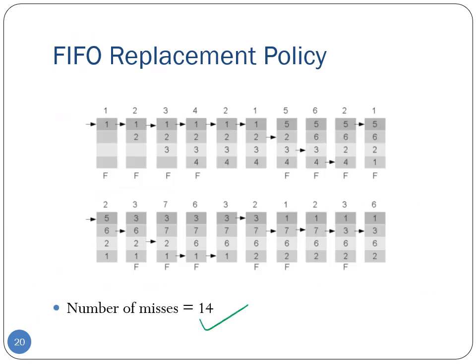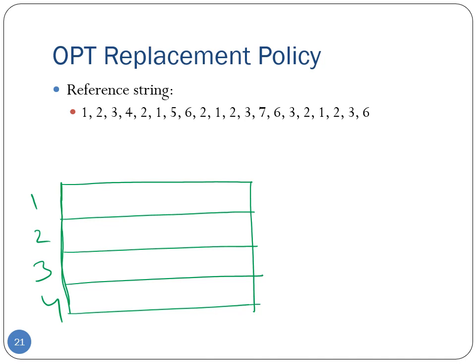The answer is also summarized here. Finally, we have the optimal cache replacement policy. So let's begin working with this. Again, we have the same 4-line fully associative cache.